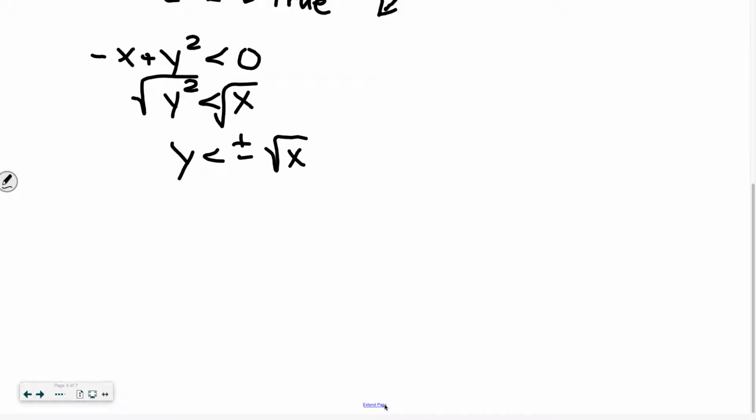So if I wanted to graph that, I might just choose some x's and some y's, but we also know what the square root graph looks like. What would be some good x's to put into this one? 1. What else is easy to take the square root of? 4. What else? Smaller. 0. Now those are the same points in the parent graph of the square root function.